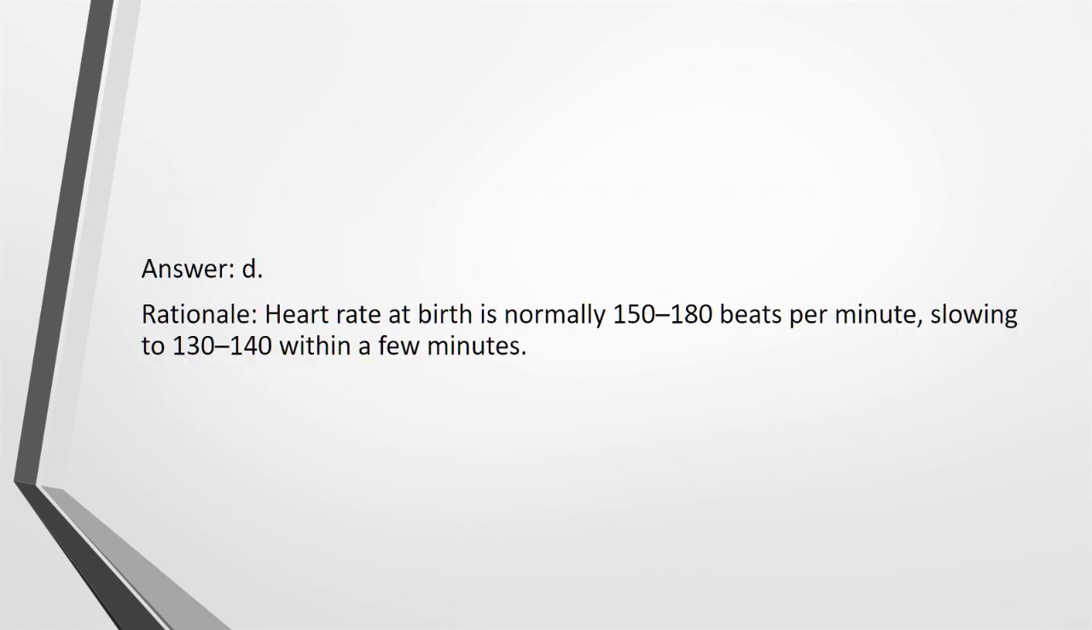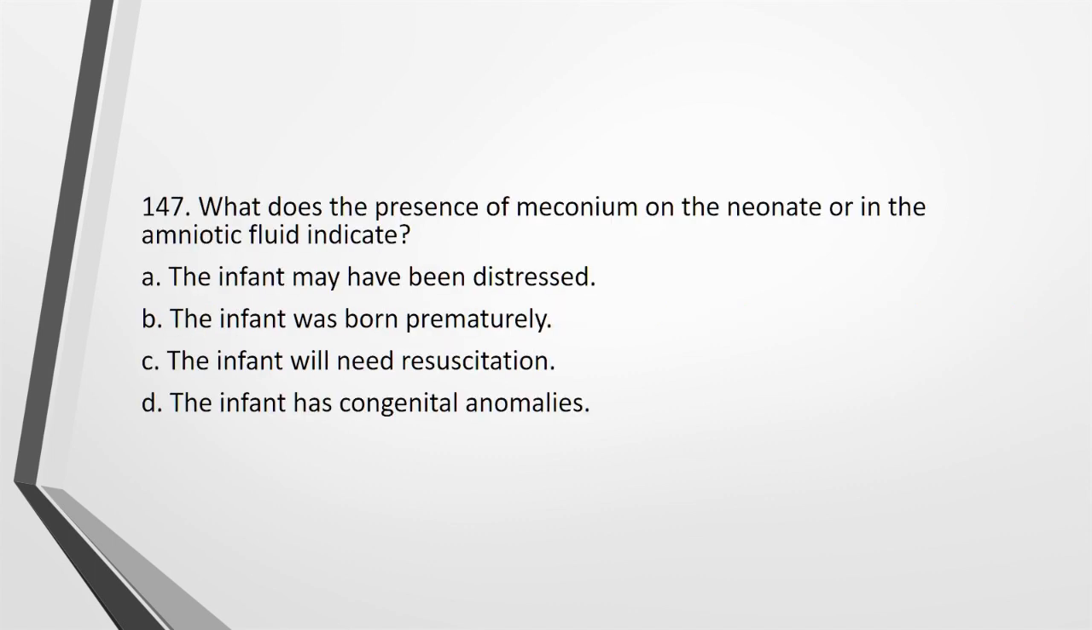Answer D. Rationale. Heart rate at birth is normally 150 to 180 beats per minute, slowing to 130 to 140 within a few minutes. 147. What does the presence of meconium on the neonate or in the amniotic fluid indicate? A. The infant may have been distressed. B. The infant was born prematurely. C. The infant will need resuscitation. D. The infant has congenital anomalies.